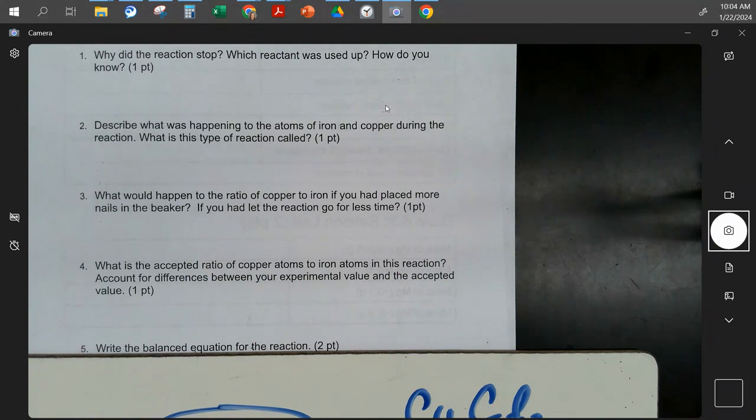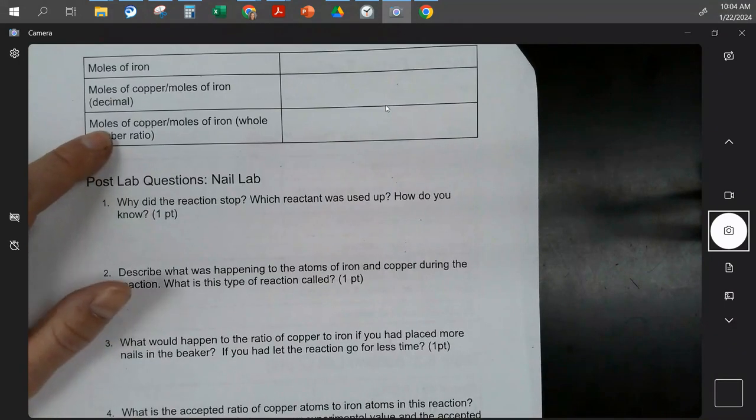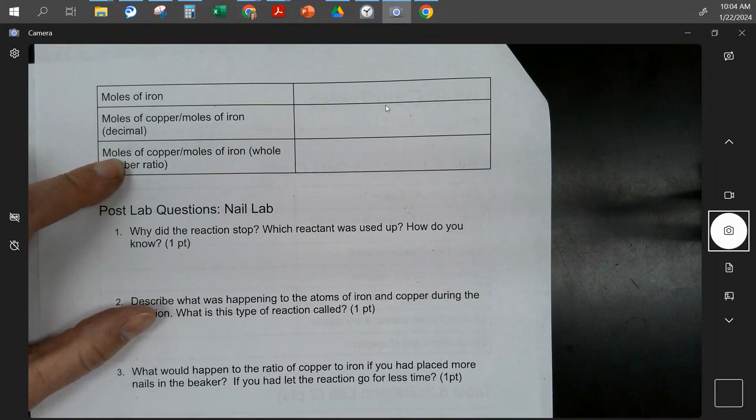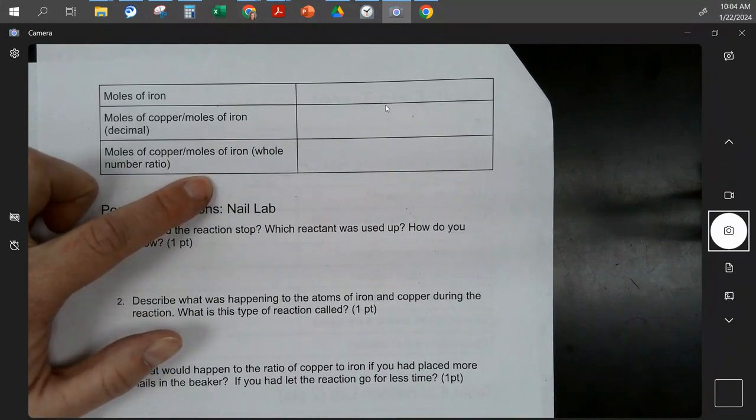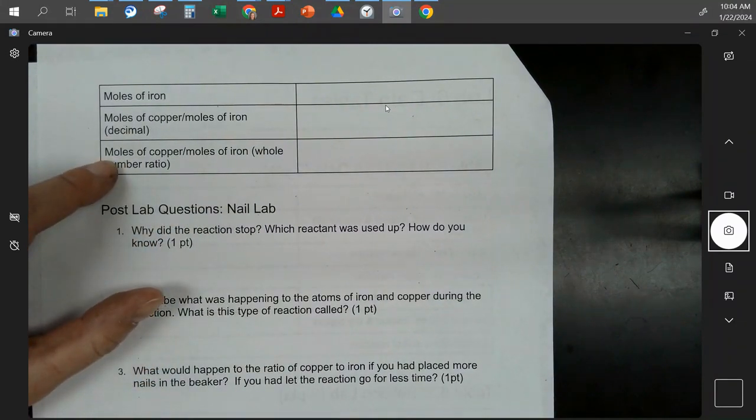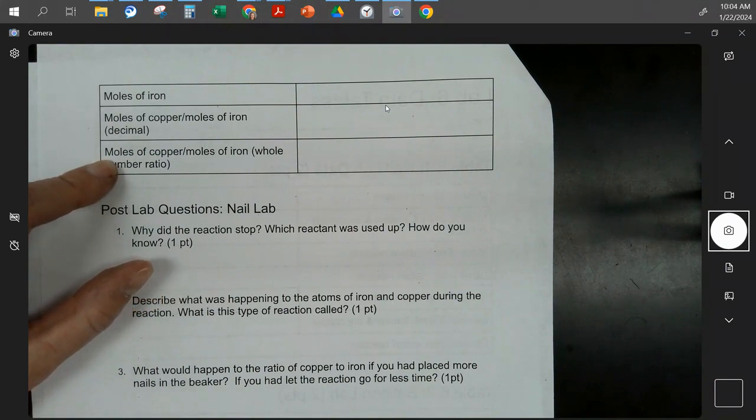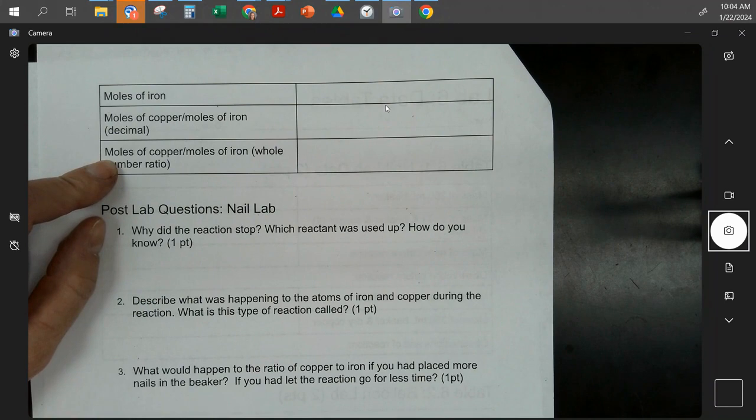What happens if we stop the reaction really fast? So we started it, we only let it run for like 5 minutes, and then we stopped it. What would happen to the ratio? It didn't finish, so that tells us that we would have fewer moles of copper to iron. So that means we would have a smaller ratio because we would have less copper produced.